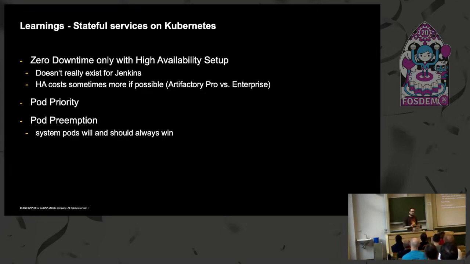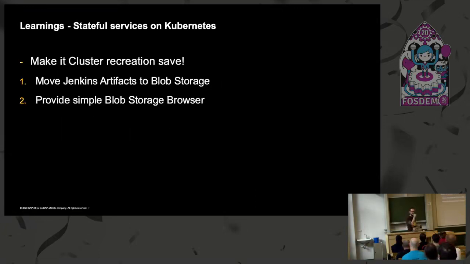Make sure that you have pod priority. A Jenkins master should not get thrown out because a Jenkins slave is suddenly more important than a Jenkins master. It doesn't work out. And system pods will and should always win, and they will do this. So if you think, oh, your Jenkins, everything is fine-tuned, it's now stable, and suddenly your Jenkins master is gone, why is my Jenkins master gone? Yeah, there's a system service, and it will kill your Jenkins. I will get into detail about this in a second. Don't think about this cluster as now set up.